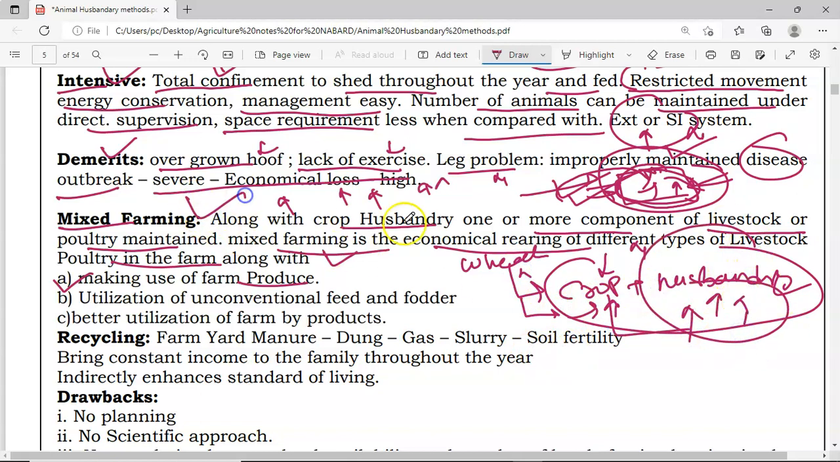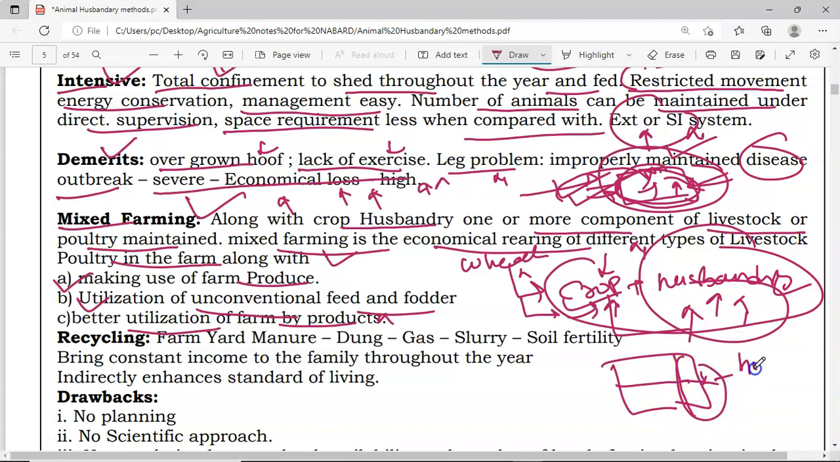So this crop and husbandry combination, which is known as mixed farming, can be very beneficial to the farmers. Under this, there is utilization of unconventional feed and fodder, which I have told you, and better utilization of the farm produce. For example, this is your farm field. In this whole area you are growing crops, but in this small area you can use the space for animal husbandry also.